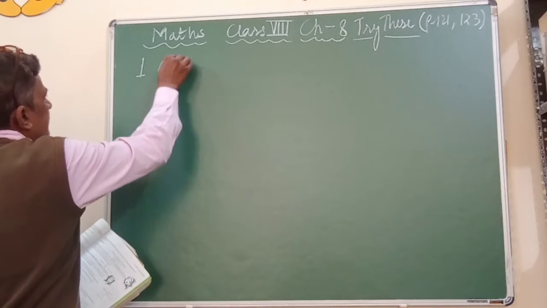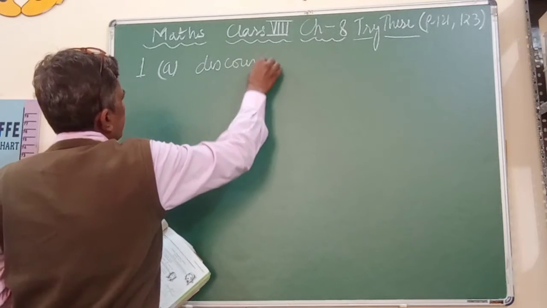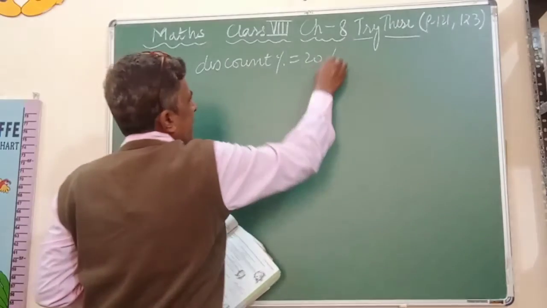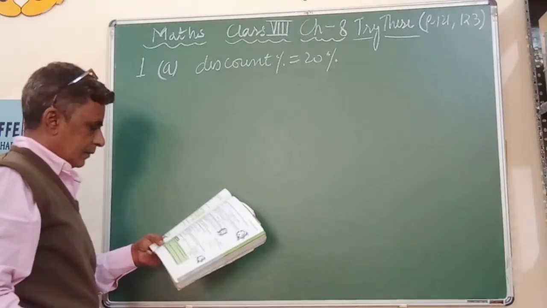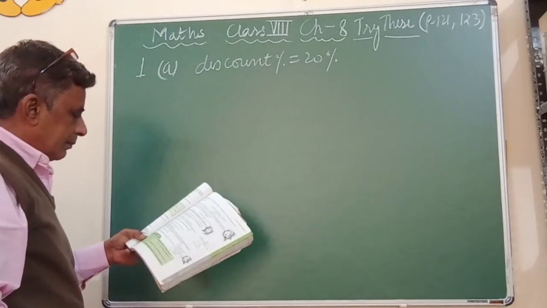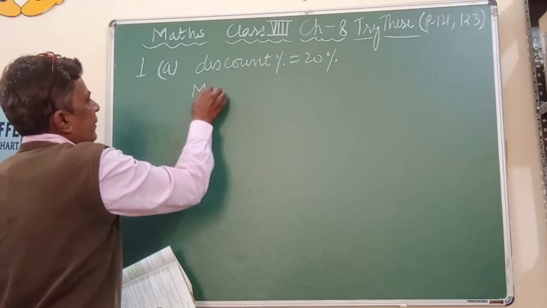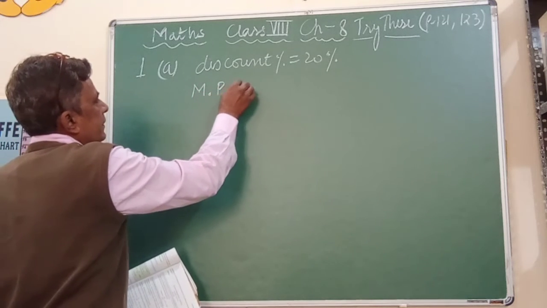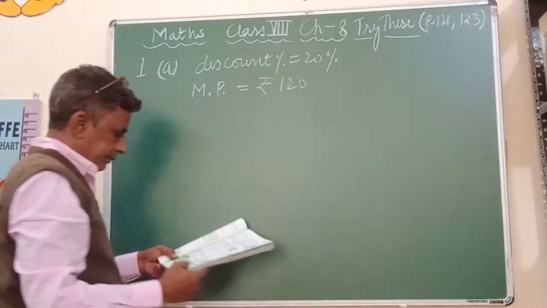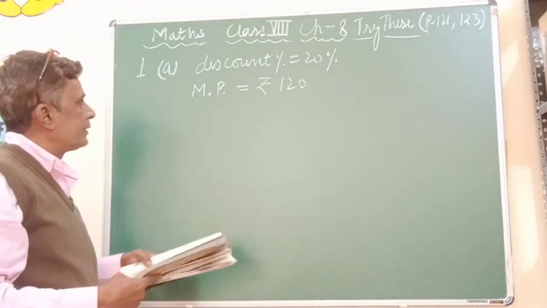First part, discount percentage is equal to 20%. A dress marked at rupees 120. MP, short form for mark price, rupees 120. And we have to find the sale price.